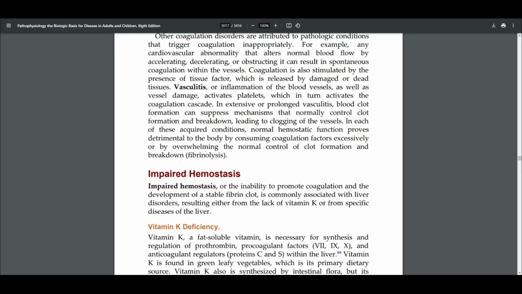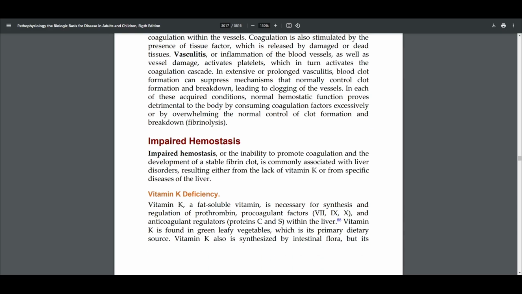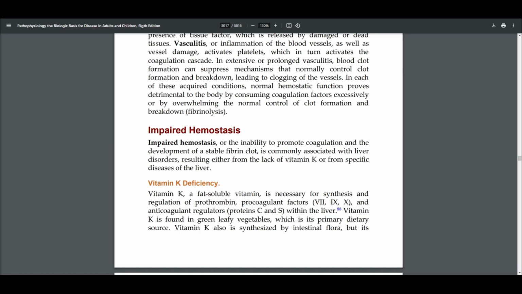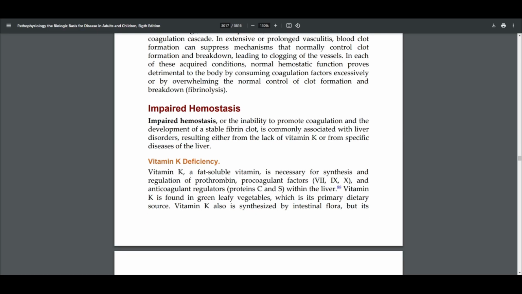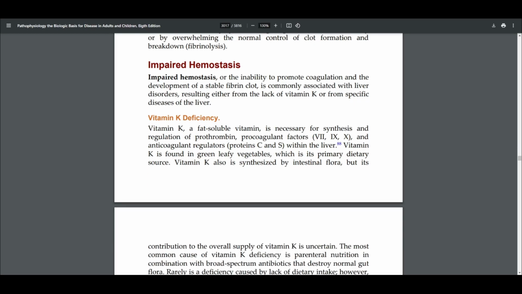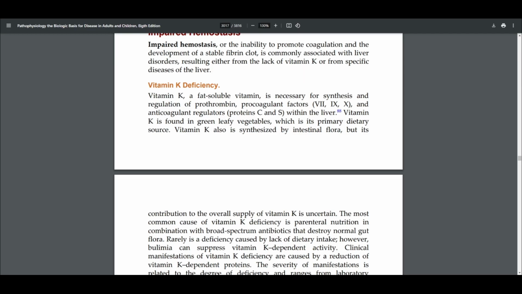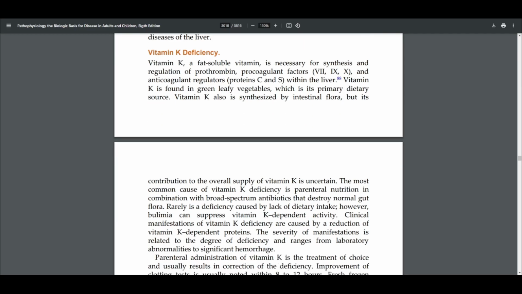In each of these acquired conditions, normal hemostatic function proves detrimental to the body by consuming coagulation factors excessively or by overwhelming the normal control of clot formation and its breakdown. Impaired hemostasis, or the inability to promote coagulation and the development of the stable fibrin clot, is commonly associated with liver disorders, resulting either from a lack of vitamin K or from specific diseases of the liver. So, that brings us to vitamin K deficiency.